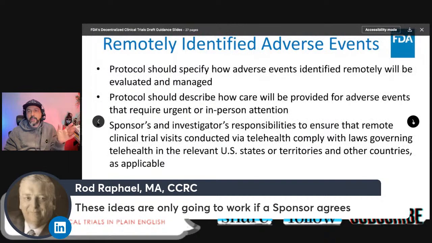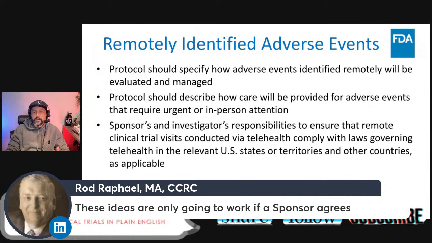Remotely identified AEs. This is nothing new. We actually had an AE remotely identified via a patient last week. She texted one of the CRCs about a new AE. It wasn't a visit either. She just texted, like, that's a remotely identified AE. We're already doing this. Protocol should specify how adverse events identified remotely will be evaluated and managed.